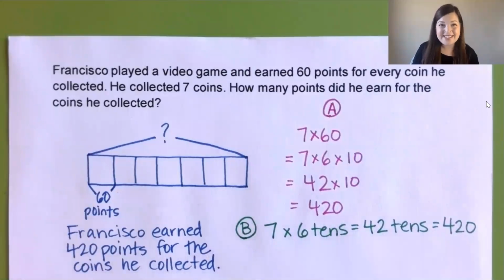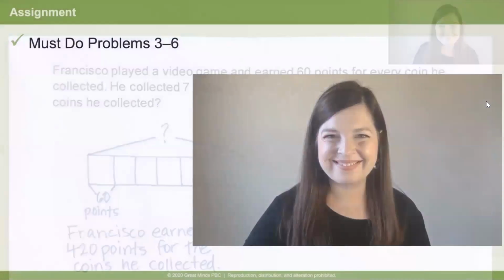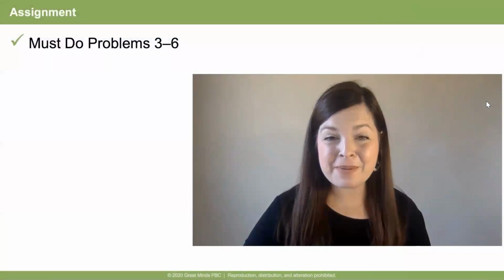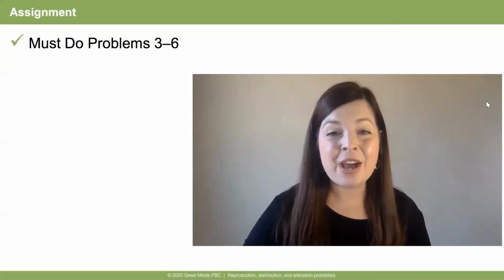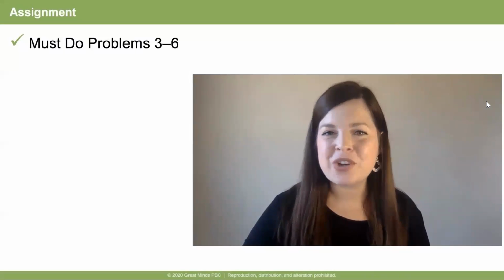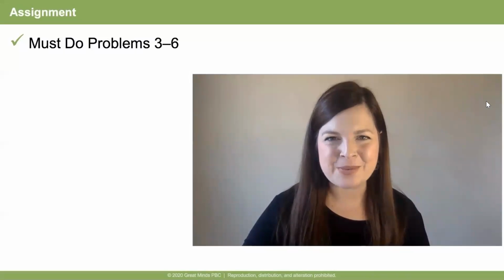Great job today, friends. I think we're ready for the problem set. On the screen are the must-do problems for the problem set. Set a timer or watch the clock for 10 minutes to work on these problems. Of course, if you have extra time, feel free to try any of the other problems on the problem set as well.